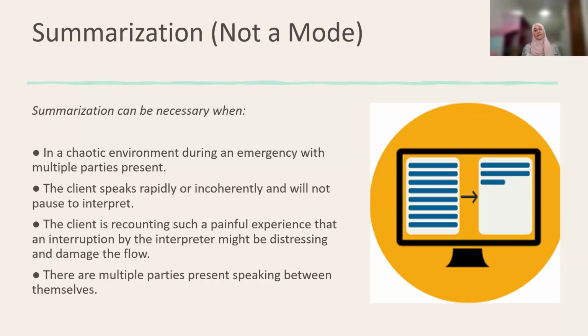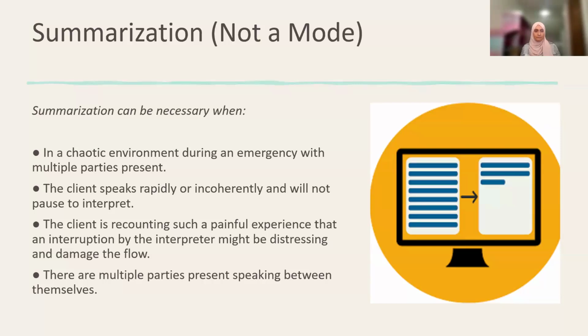The client speaks rapidly or incoherently and will not pause to be interpreted. The client is recounting such a painful experience that an interruption by the interpreter might be distressing and damage the flow, or there are multiple parties present speaking among themselves. Of course, professional interpreters are trained when they use this mode. Before they get into the summarization mode, they have to use the clarification protocol, alerting all parties that the interpreter has now entered the mode of summarization, and I will alert you when I stop and resume back to consecutive mode.